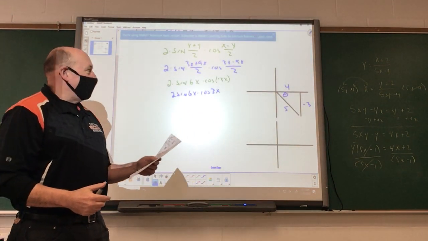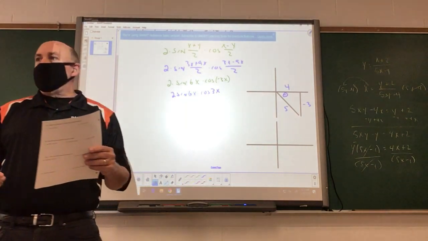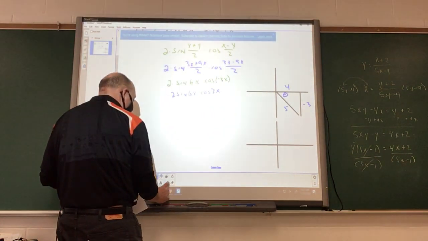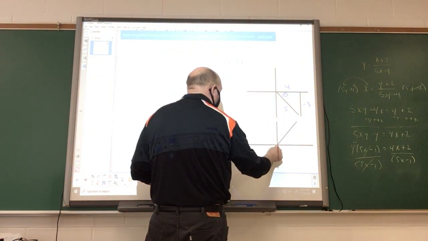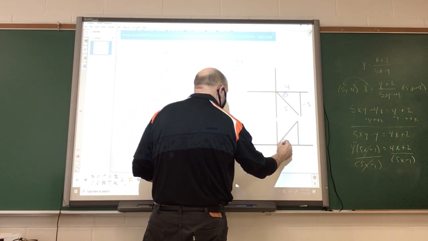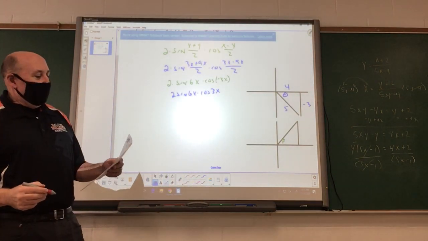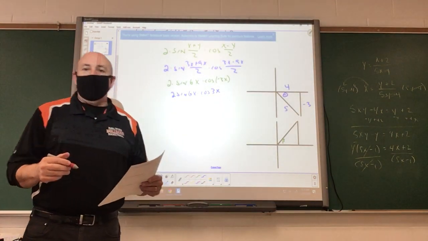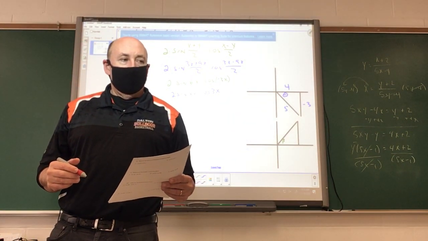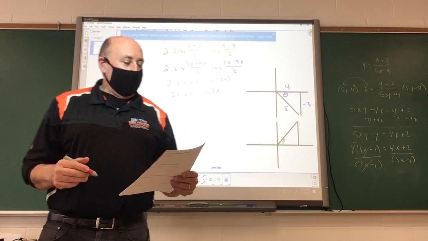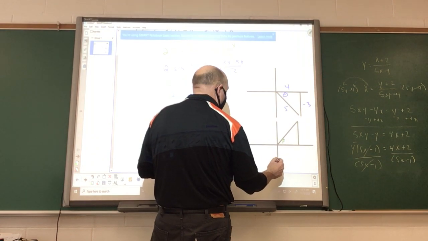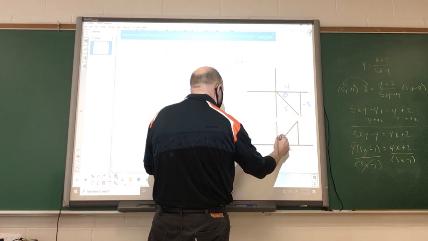Beta is between 0 and 90 degrees, which gives us which quadrant if we're going between 0 and 90? Cadence? Quadrant number 1. So here's my beta, and the cosine of beta is 12 over 13. So Aubrey, where's 12 going to go? It's going to go on the adjacent side. And 13? It's going to be the hypotenuse.